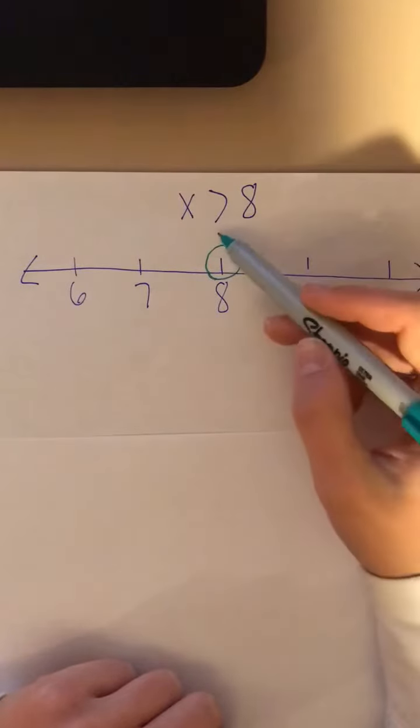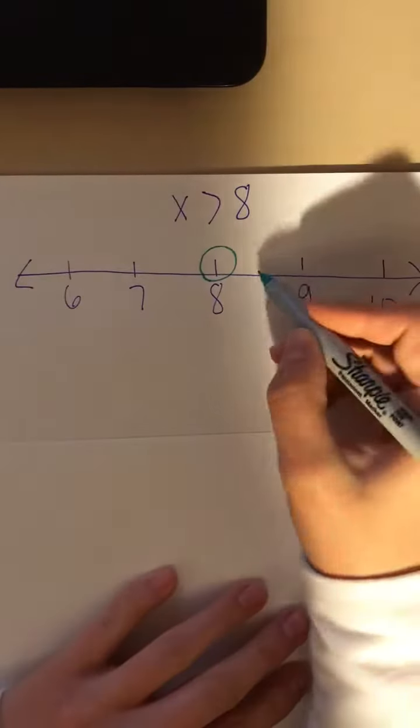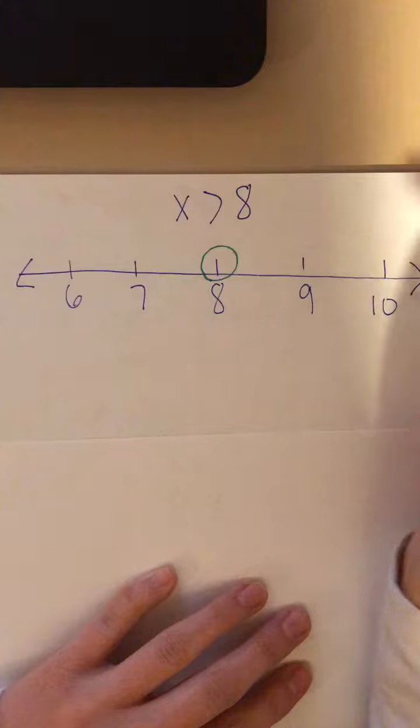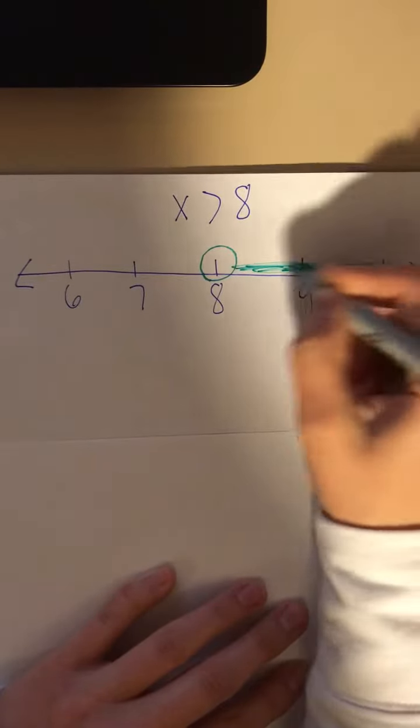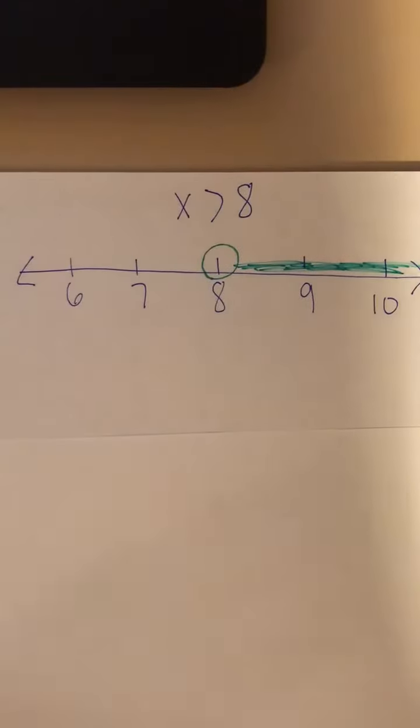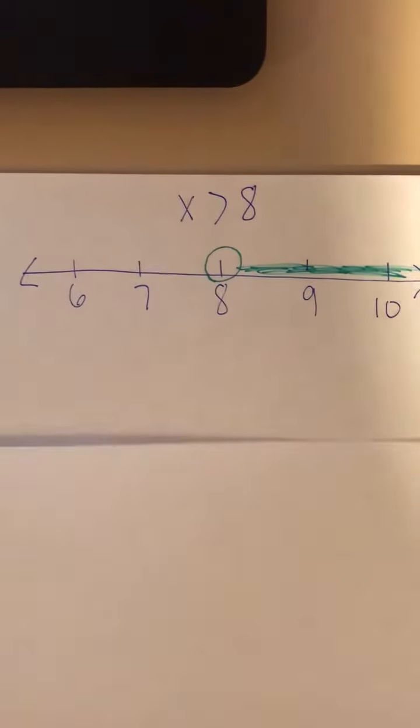And now it says x is greater than 8, so I'm going to shade the line in the direction of all the numbers that are greater than 8. So 9, 10, and so on, okay? So that's it. I graphed x is greater than 8. Let's try another one.